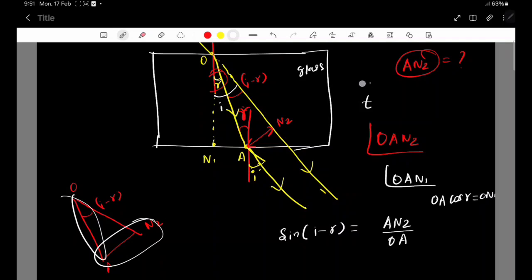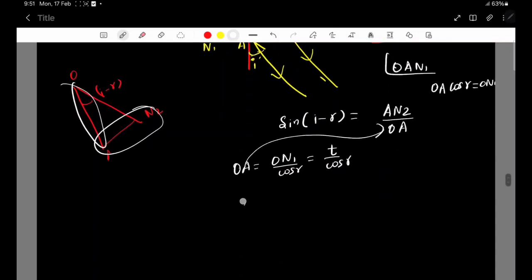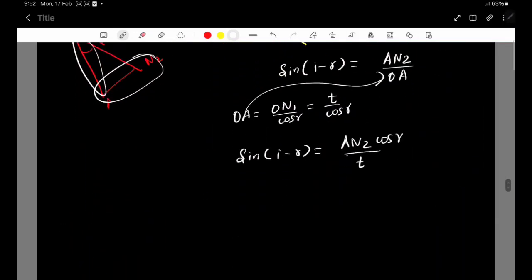This ON1 is nothing but the thickness of the glass slab. I can write then OA equals ON1 by cos R, where ON1 is the thickness of the glass slab. So in place of OA I can substitute this. I'll have sine of I minus R equals AN2 by OA, and OA can be replaced with T by cos R. Ultimately my task is I should get AN2 only. So if I retain AN2 alone on one side and bring all the parameters to the other side, I'll have AN2 equal to T into sine of I minus R by cos R.